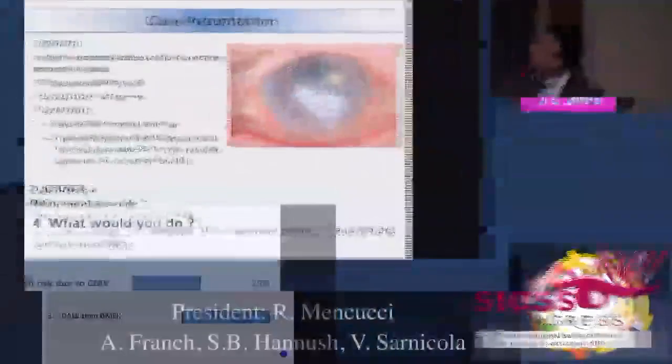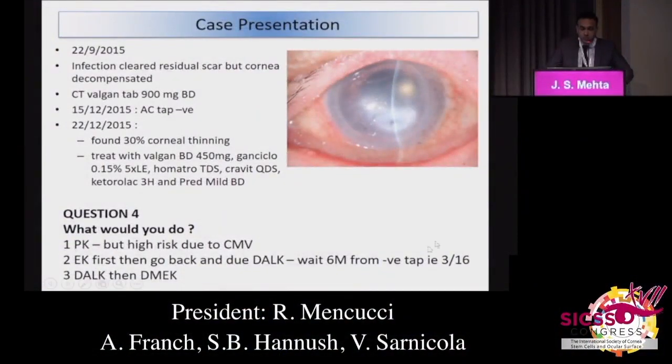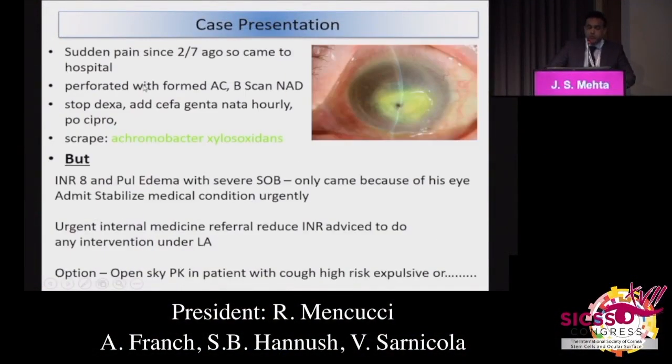Okay, so DOG and DMEK would have been the first choice, yeah. So that's what we thought was the first choice. Unfortunately, what happened was, while I was waiting for the AC tap to clear, he came on with a sudden history of pain, and he'd perforated in this central area, and he'd had a reinfection of his Achromobacter infection on top of that previous scar.